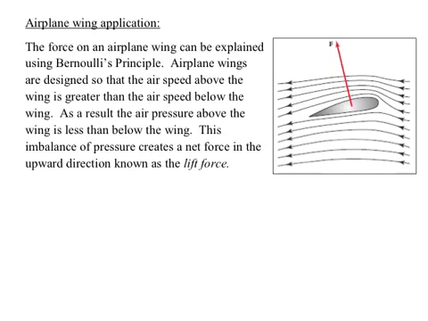Next is an application of this, which is an airplane wing. We can see here that the force on the wing is explained using Bernoulli's principle. The wings are designed so that the speed above the wing is faster than the speed below. So you have high speed up here and low speed down here. Well, if there's lower speed down here, it creates a pressure differential. So the pressure above the wing is less than the pressure below the wing. So here's low pressure, high speed. Here's low speed, high pressure.